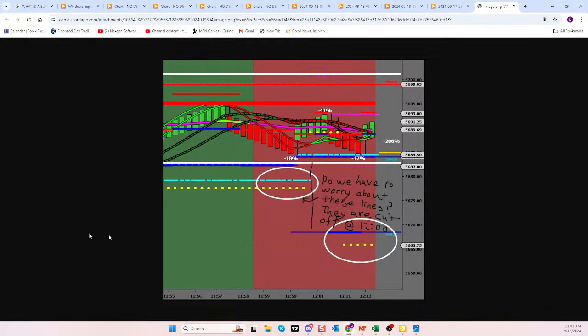All right, John, good morning. Do we have to worry about these lines? They are caught off at 12. No, sir. Great question. So, guys, when these stop printing back here, they're done. So what happens is when this divergence prints, it takes this one out of the equation, right on the third bar. And there is an update right at noon.